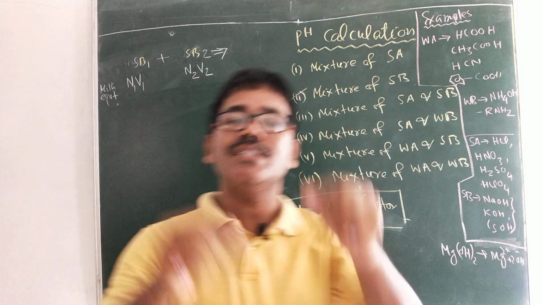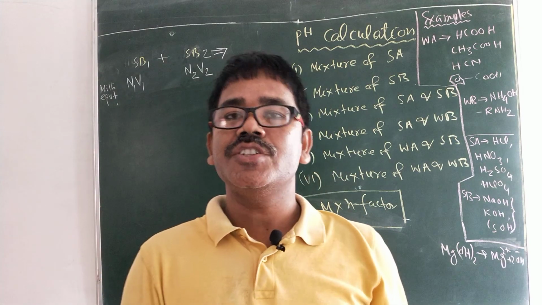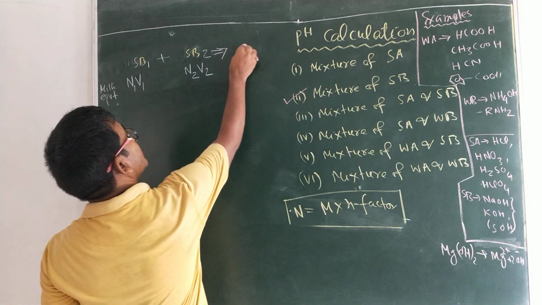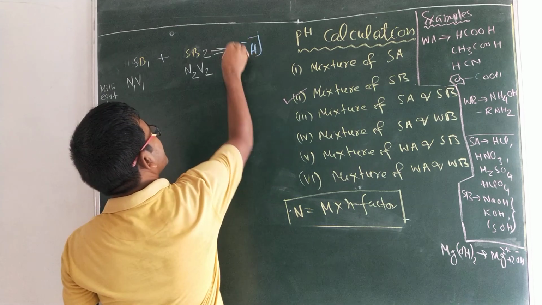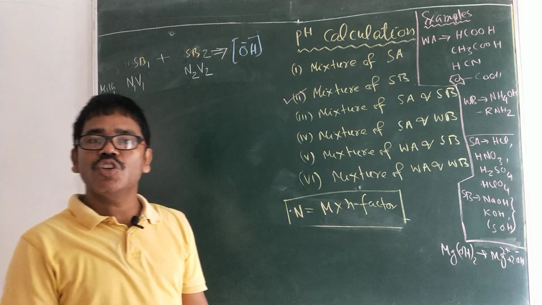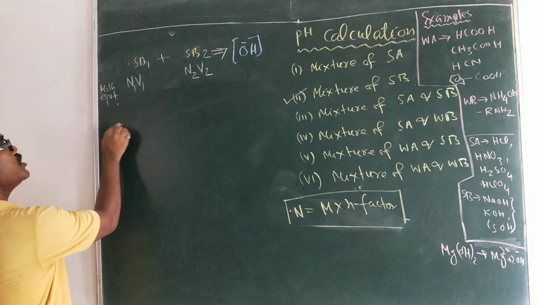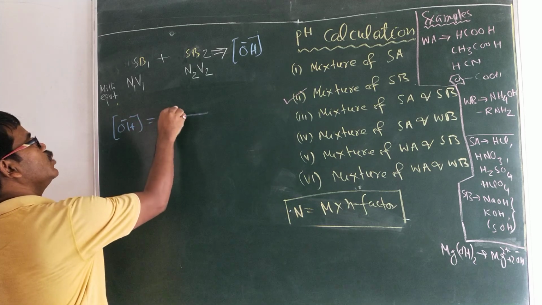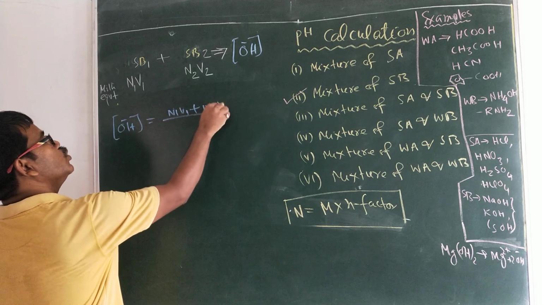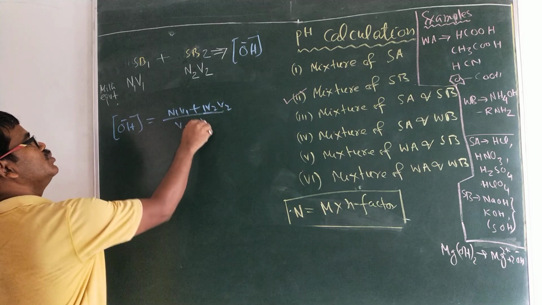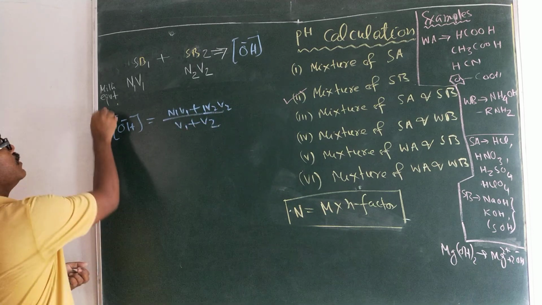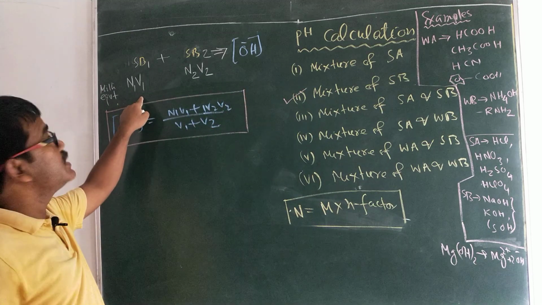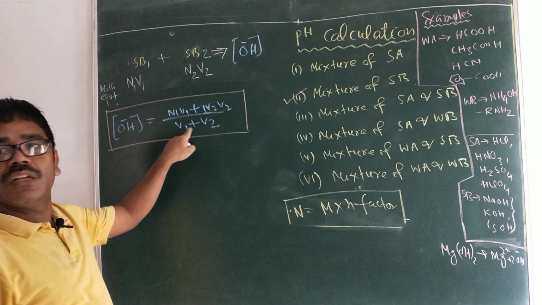Suppose strong base 1 and strong base 2, with milli equivalents N1V1 and N2V2. When two bases are mixed, the resulting solution is always basic. Basic means it will have OH minus ions. The concentration of this OH minus ion is equal to N1V1 plus N2V2 by V1 plus V2. The concentration of these OH minus ions will be the milli equivalent of the first base plus the milli equivalent of the second base, divided by the total volume.